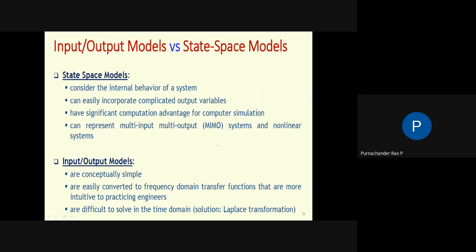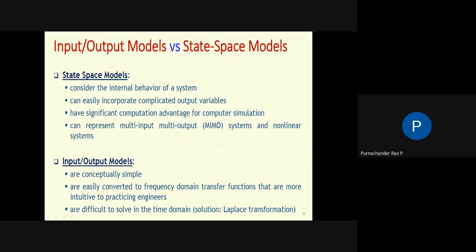Now, the state space model versus the input and output model. In the state space model, we'll consider all the internal behaviors of the system, which includes the initial conditions. So this method can easily incorporate complicated output variables, and has a significant computation advantage for computer simulation, and can represent multi-input and multi-output systems, and also non-linear systems.